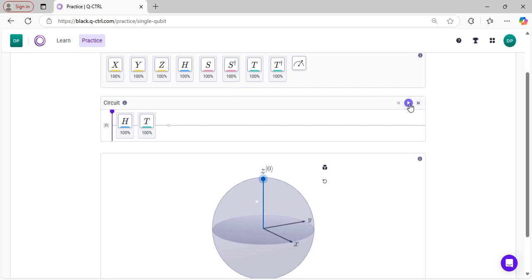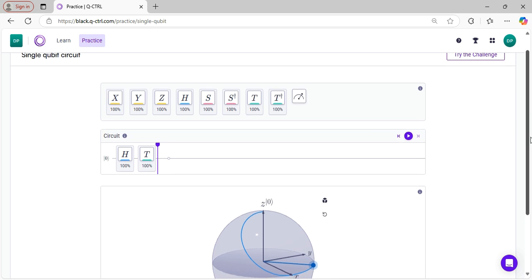So we're going to put this in superposition. And then we're going to play the T gate, and the T gate goes counterclockwise 1/8 around the equator of the qubit. Okay, it goes counterclockwise 1/8 around the qubit. All right, so that's it for this video.